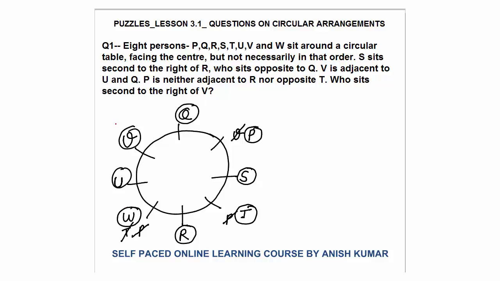Now the question asks who sits second to the right of V. This place is V. Second to the right of V: the right side of this would be this. Second to the right of V would be W. So my answer for this question is W.